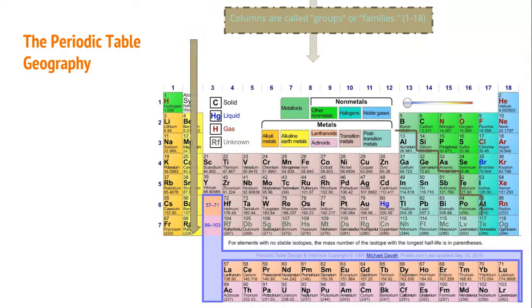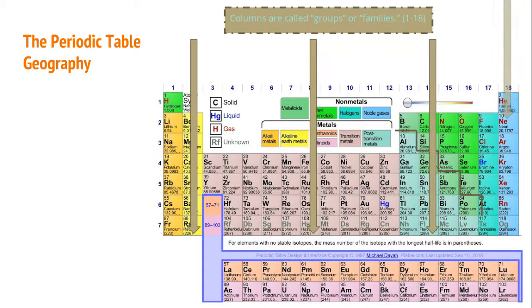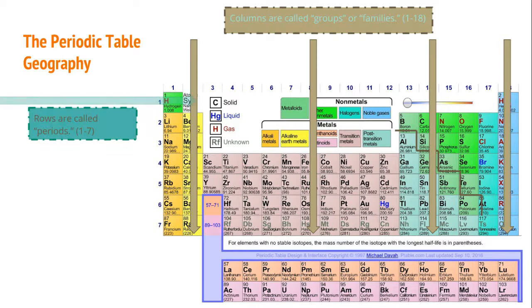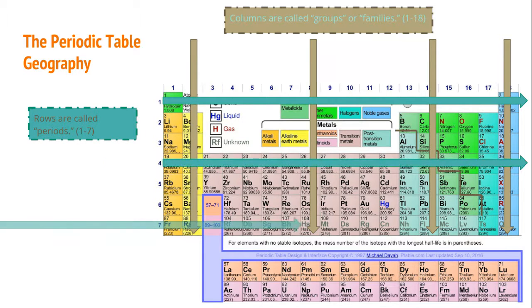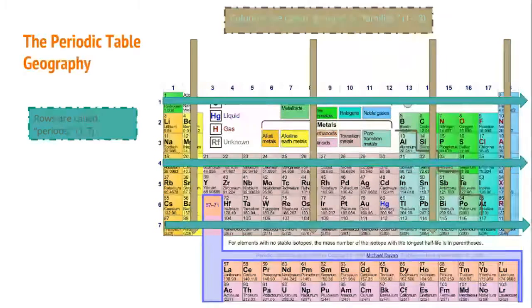And then there's some geography of the periodic table. We have the up and down columns that are called groups, or also sometimes called families. So everything in a column together is related in some way. And then we have the rows, which are left to right, and we call those periods. This is where the periodic table gets its name, the periodic table.